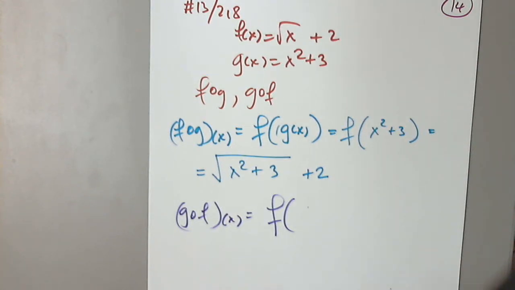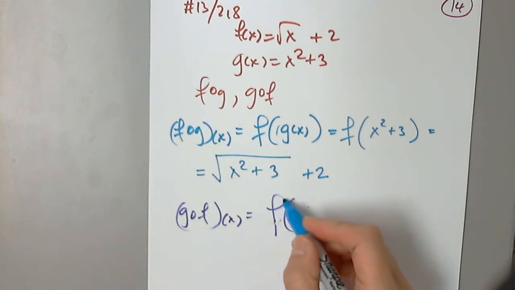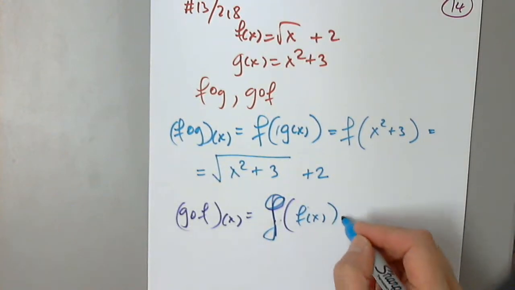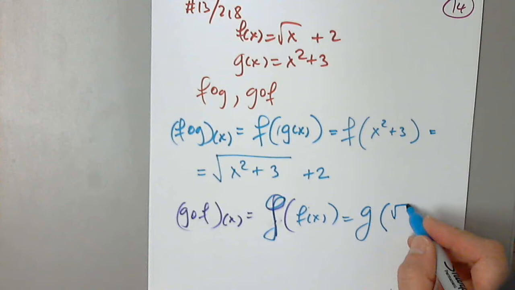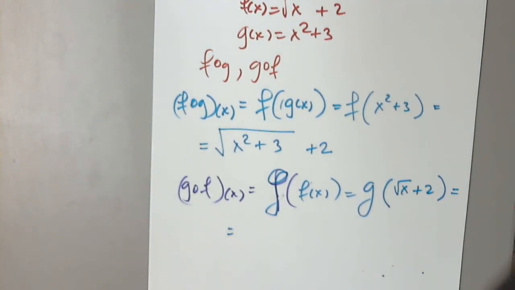I meant to write g. I'm going to fabricate a g from this. G of f of x, which is g of the square root of x plus 2. And now carefully we look at g. G says g of blah equals blah squared plus 3. But what is blah now?